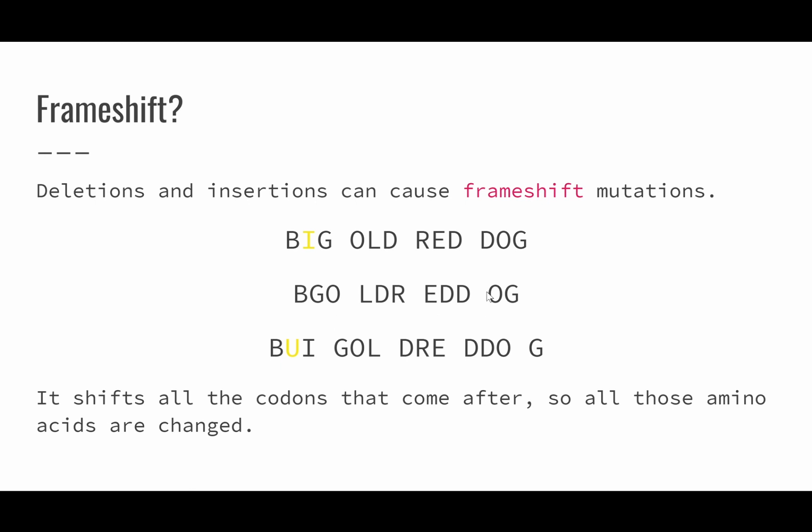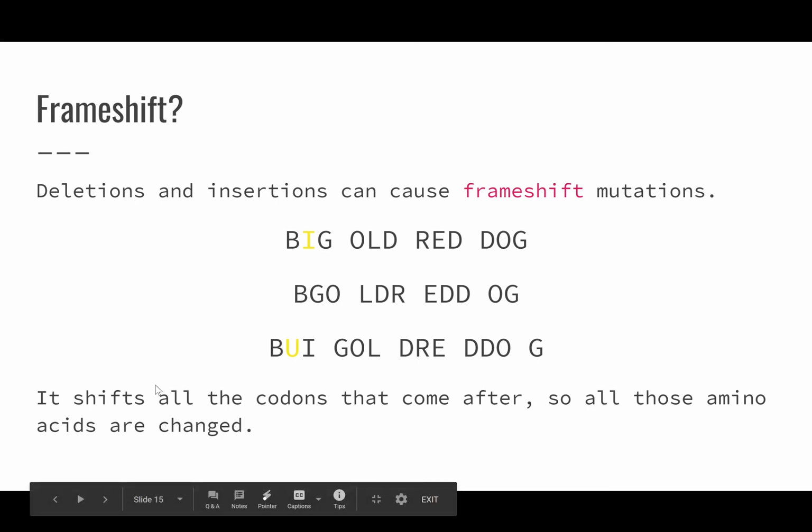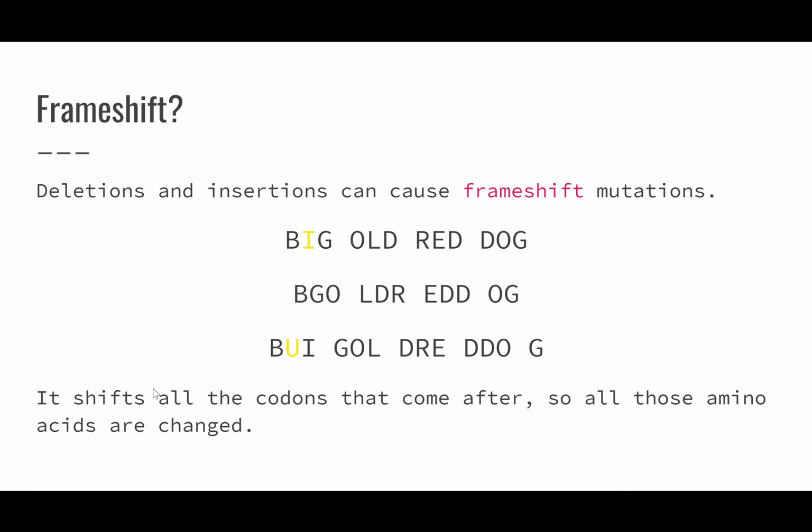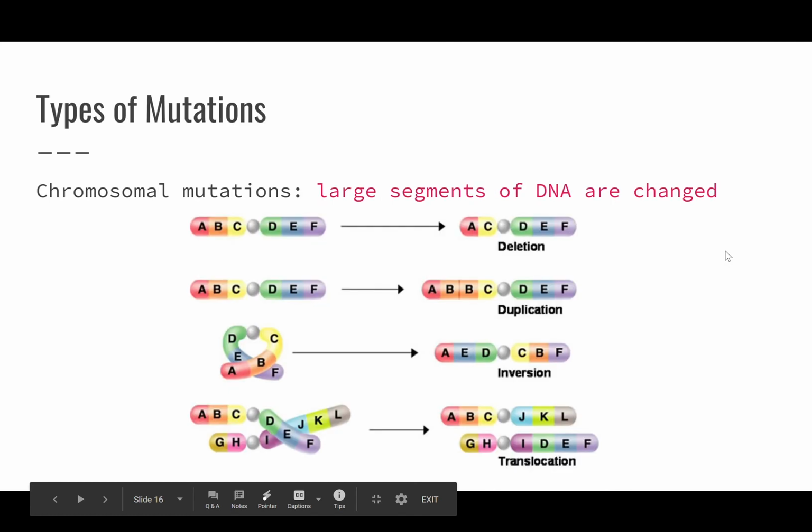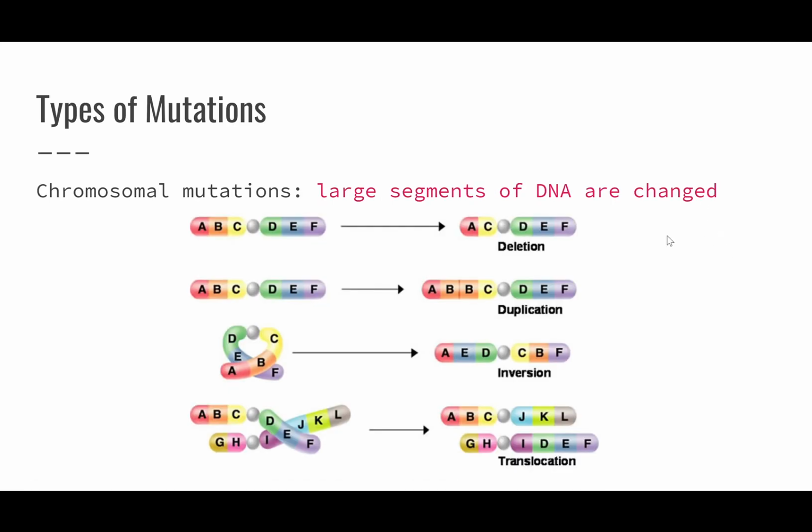Okay, and so you can see here it would have a huge effect on the entire protein because everything shifted, so everything changes. And then we could also have the same effect if we insert an extra letter, right? So let's see, I just throw in a random U here. Well, now we still got to read them in 3s, and so now we've got Bui Gold Dre Dog. All right, so it's almost like I'm inventing a language, but the point is that it's going to change what it codes for, right? It changes the meaning.